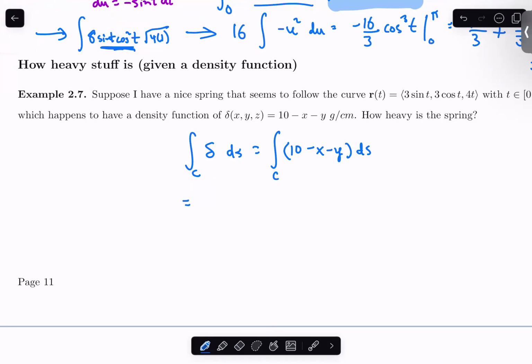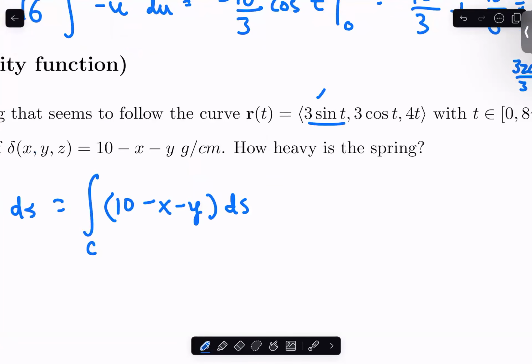So if I go ahead and, like I mentioned before, anytime we have a parameterization, we have an x and a y. This one is in space, so we have a z as well. And so I'd like to go ahead and start converting all of my stuff into t's. So I'm going to have 10 minus x minus y. And again, don't forget to transform your ds into dt's.